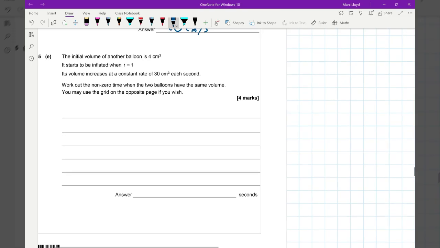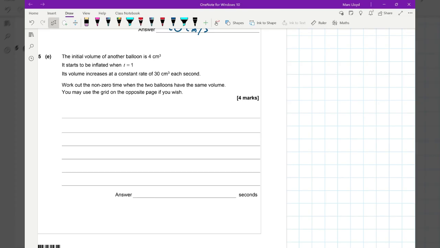Okay, the initial volume of another balloon is 4 centimeters cubed. It starts to be inflated when t is equal to 1. Its volume increases at a constant rate of 30 centimeters cubed each second. Work out the non-zero time when the two balloons have the same volume. Okay, it says you can use the grid if you wish. That probably means drawing a graph, and this is the graphy kind of unit, but I'm not doing that. I'm going for an equation.